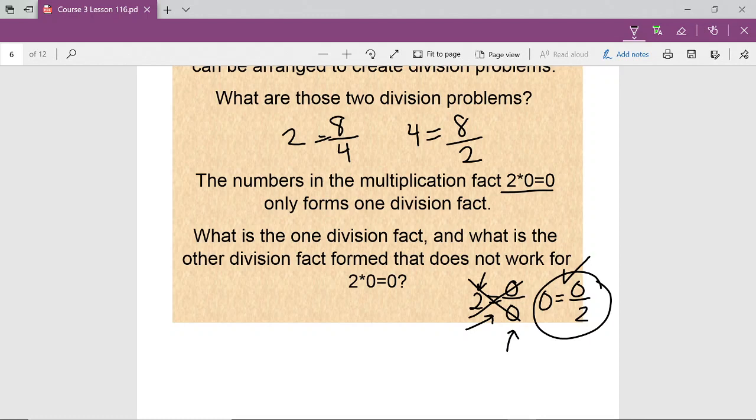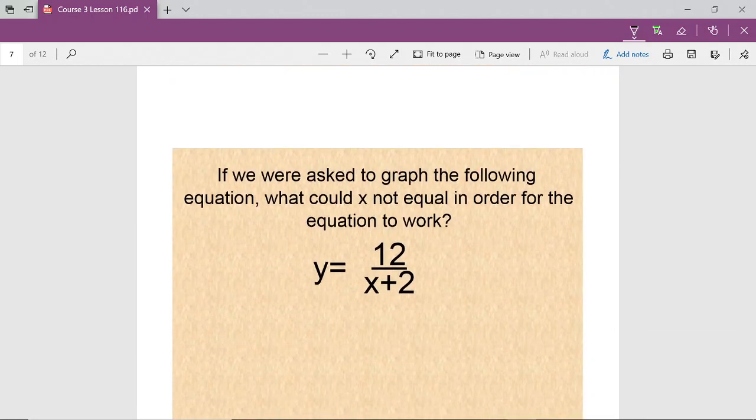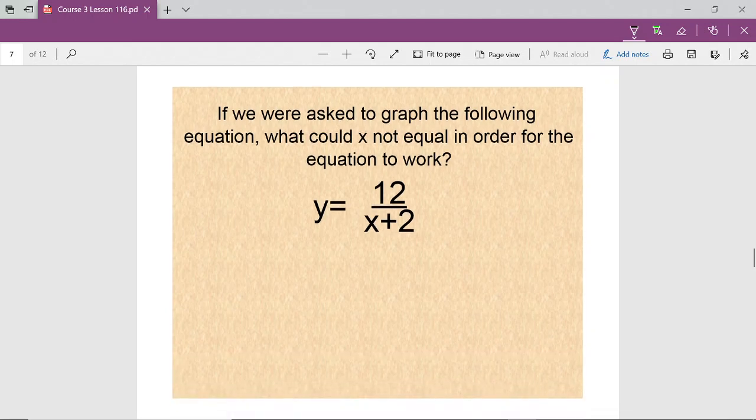When we divide by 0, this is especially where we get undefined values, values that don't work with our number system. So let's look at different situations where we don't want to divide by 0. An x value has to be excluded, is what we consider this. We say, I can't use that x value because it would make me divide by 0, and I can't have that happen. So if we were asked to graph the following equation, what x would not work?